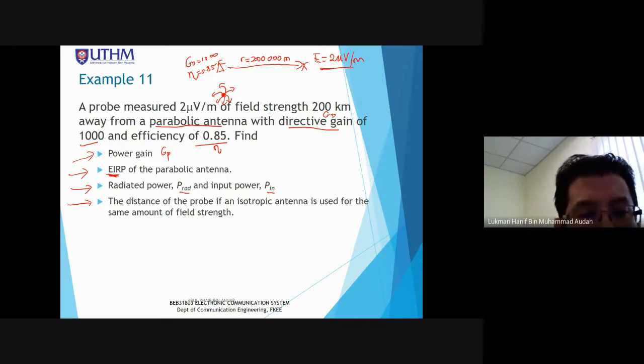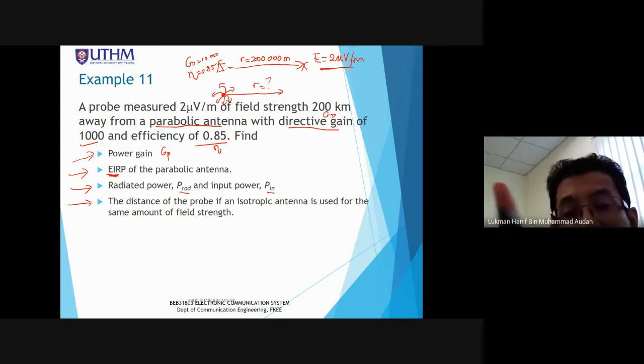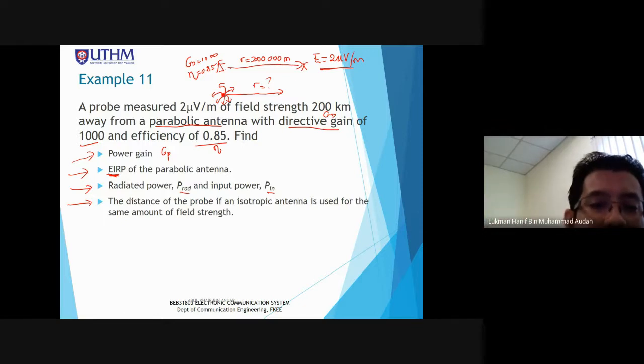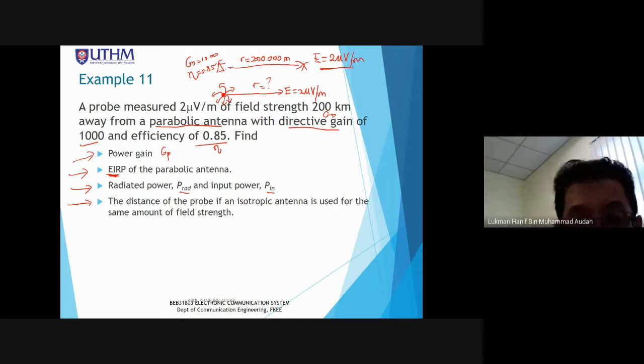Okay, so dikatakan di sini we change with this isotropic antenna with the same amount of field strength. So maknanya pada jarak berapa, how much is the distance? Okay, how much is the distance R? If we want to achieve the same amount of E field, kita nak mencapai E field yang sama, iaitu 2 microvolt per meter. So how much is the distance?